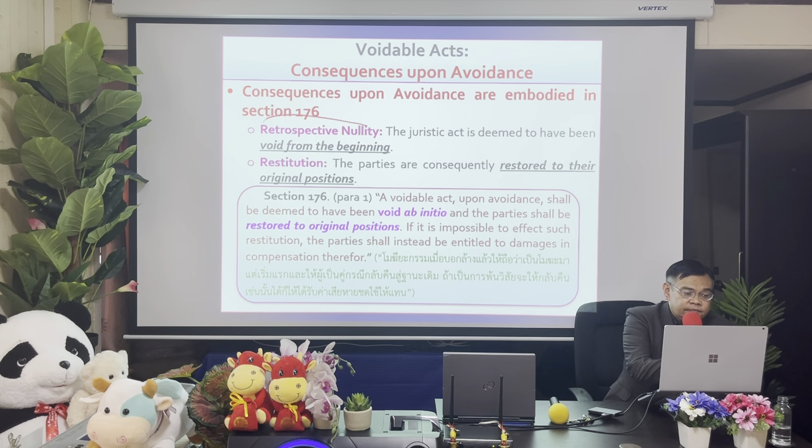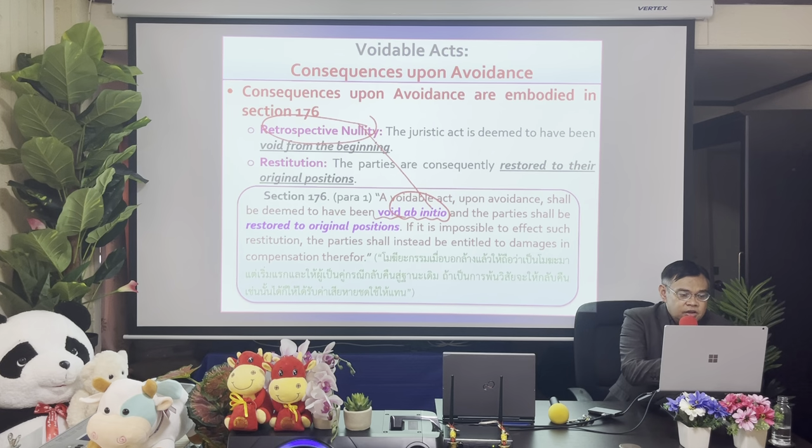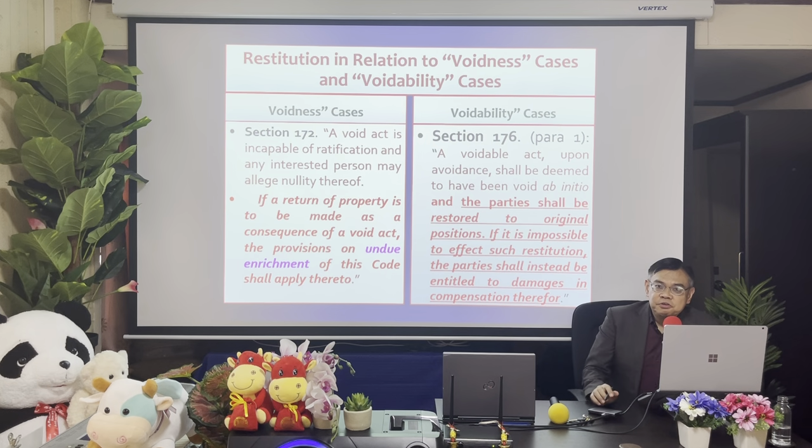When it is avoided, there will be consequences as follows. The first one is retrospective nullity. Even though before avoidance it remains valid, when it is avoided by the person allowed by law, it will be deemed by law as void ab initio, so that means it is retrospective nullity. And the second consequence is that all parties will be restored to their original positions, so this is the restitution effect.